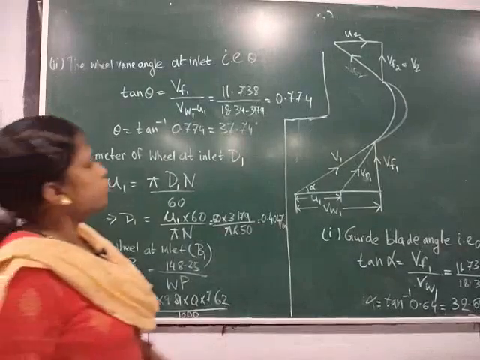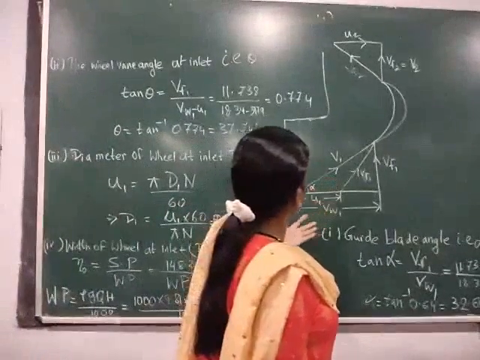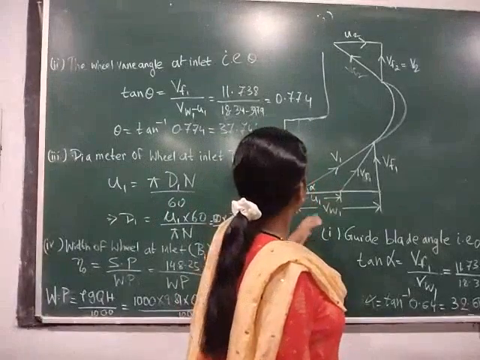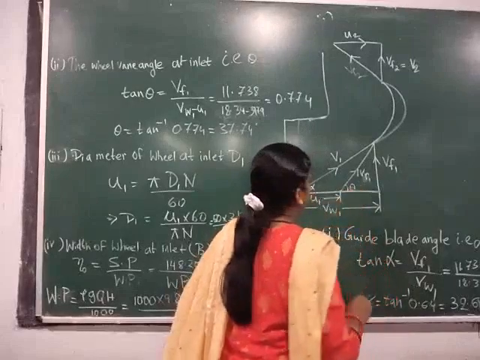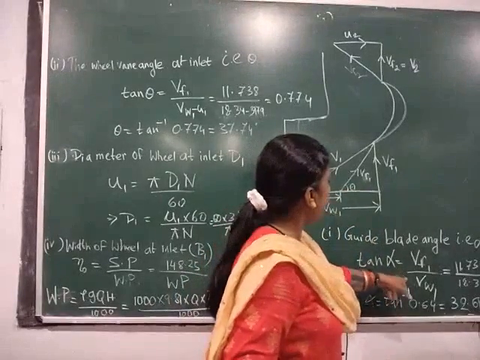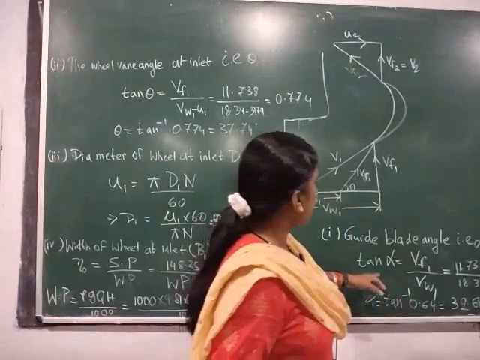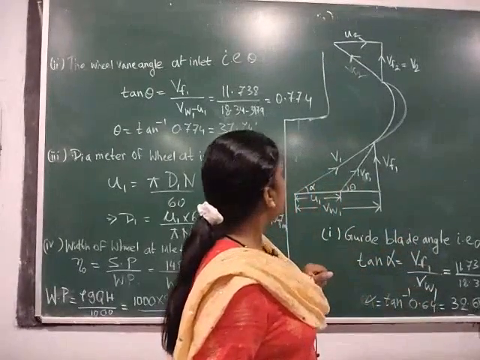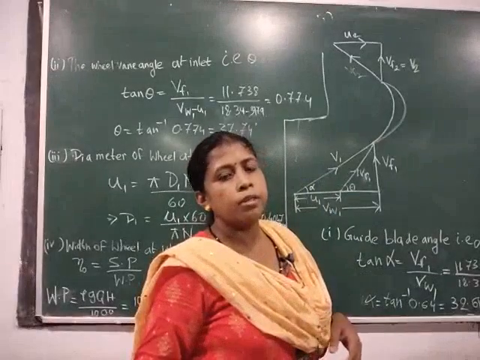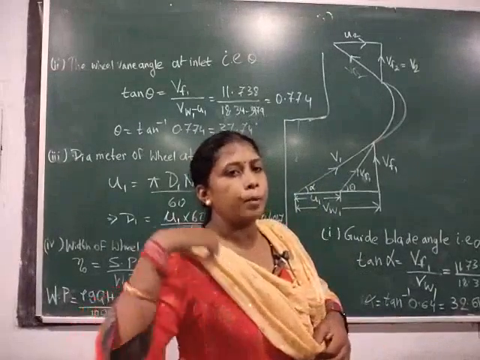Next, as you can see here, the velocity triangle of a Francis turbine. Here this is your alpha and this is your theta. So here tan alpha I have written as Vf1 divided by Vw1. Tan theta is nothing but P by B.